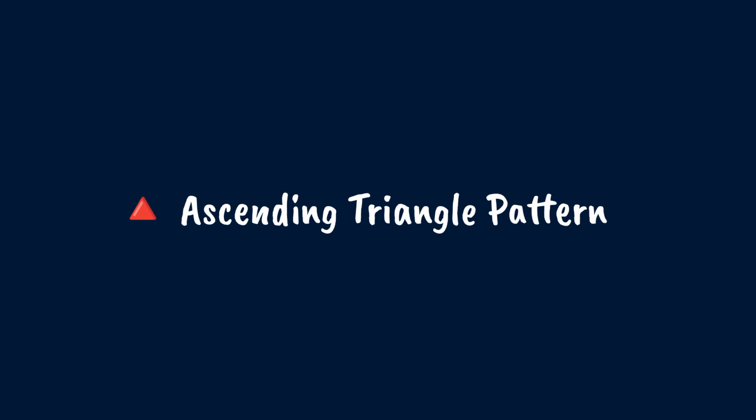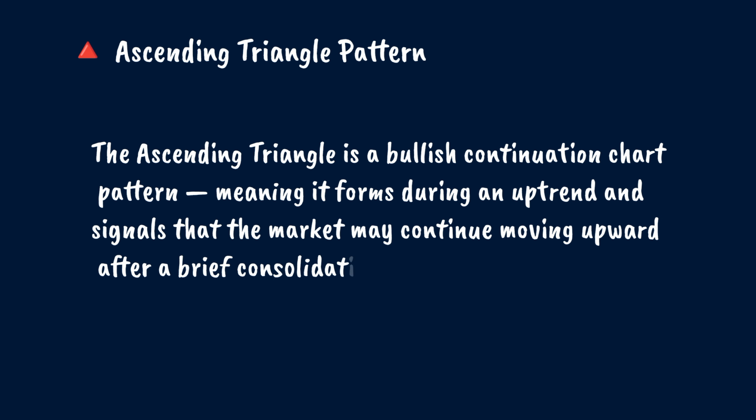Ascending triangle pattern explained. The ascending triangle is a bullish continuation chart pattern, meaning it forms during an uptrend and signals that the market may continue moving upward after a brief consolidation phase.